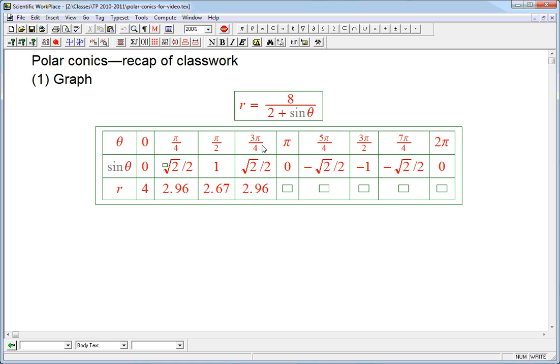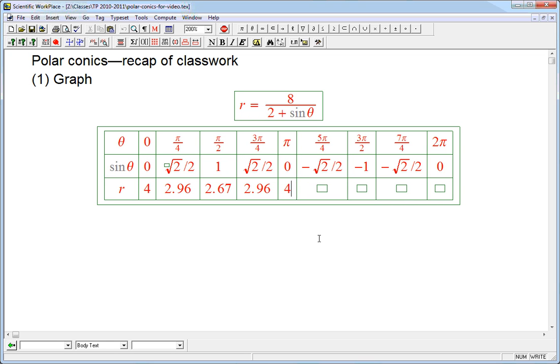This is up and to the right. This is up and to the left. We're going to discover there's a symmetry around the y-axis. We'll see the whole picture in a minute. Pi, we're back to 4. Here, it's going to be a bit different. Here, we got 2 minus root 2 over 2. This becomes rather small in the denominator, and so the whole thing gets bigger. About 6.2. No, 6.19, I guess, to keep 3 sig figs there. And finally, at the bottom, 3 pi over 2, we're going to get 8. 2 minus 1, so the whole thing is 8. Now back to 6.19 symmetrically, and then back to where we started at 4.